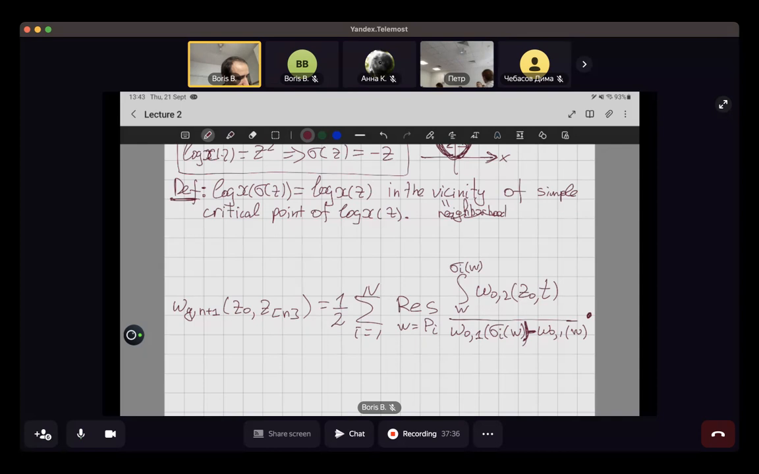Тут сейчас вопрос есть. Why do we need logarithms in the future? It looks like we just write the equal.